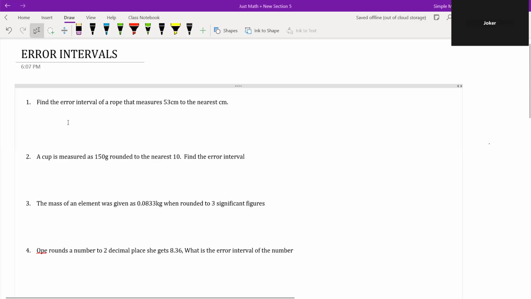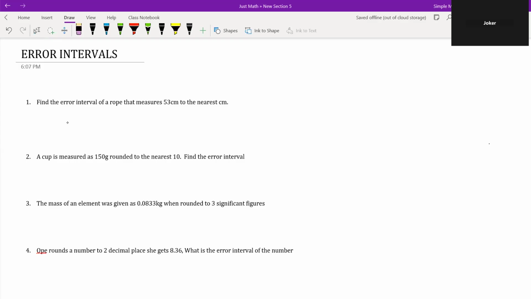All right, so in this video, we're going to talk about error intervals. What they basically are is just limits. Usually you have your lower limit, and it looks like this: your lower limit is less than or equal to x, which is less than your higher limit. This is how it is.